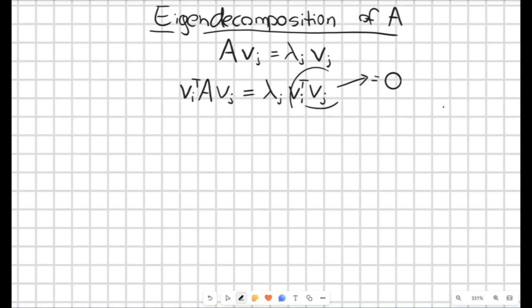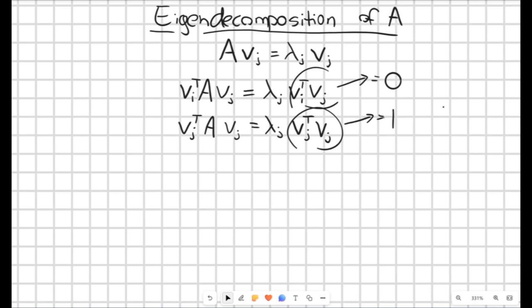If we had pre-multiplied by the same eigenvector, then we end up with, again, this is a scalar, lambda j multiplied by the jth eigenvector transposed multiplied by itself, and we already know, because they're normalized, that this is going to be equal to 1.